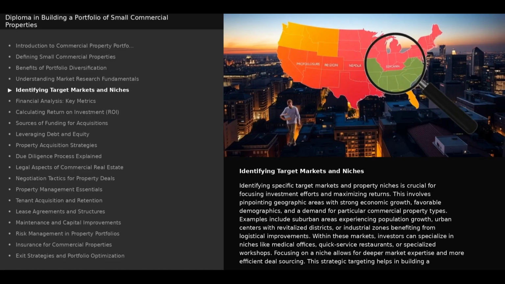Examples include suburban areas experiencing population growth, urban centers with revitalized districts, or industrial zones benefiting from logistical improvements. Within these markets, investors can specialize in niches like medical offices, quick service restaurants, or specialized workshops. Focusing on a niche allows for deeper market expertise and more efficient deal sourcing. This strategic targeting helps in building a cohesive and high-performing portfolio. It also streamlines the property acquisition and management processes. Understanding these specific segments provides a competitive edge.